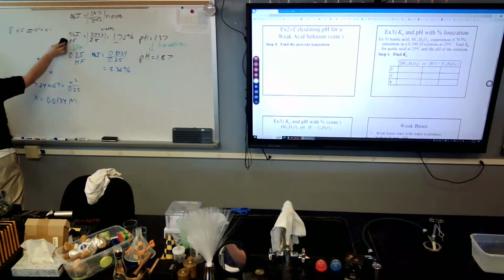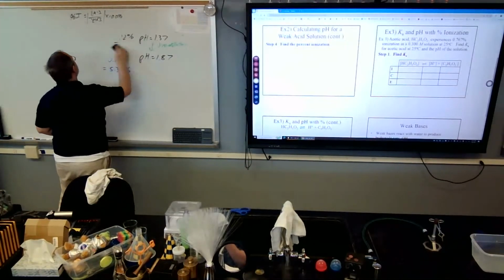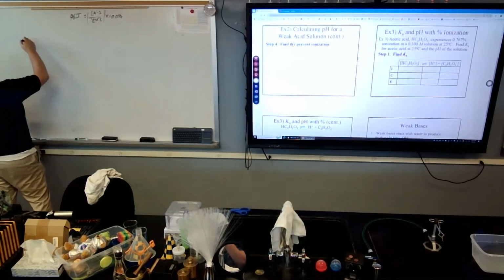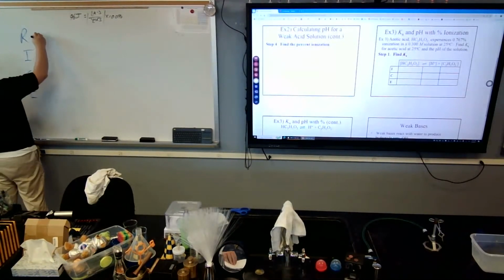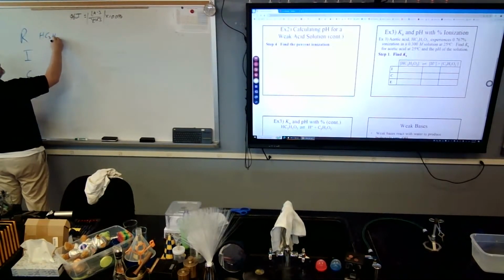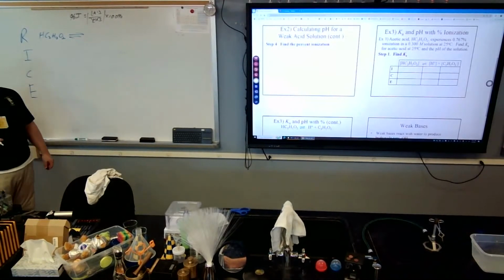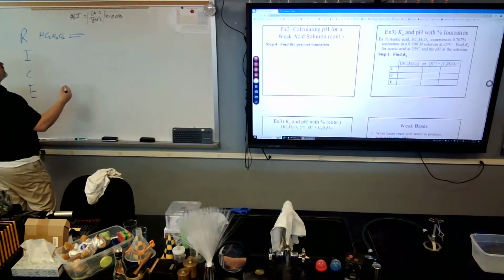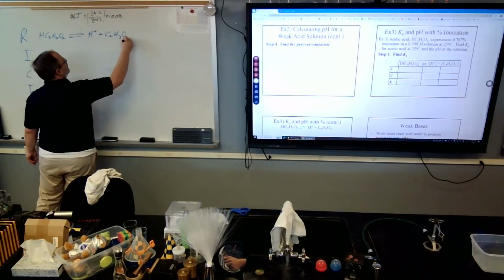Leave that up there. Get rid of that. RICE table. We have HC2H3O2. By the way, if you are doing any kind of equilibrium, remember the process is important. Put your RICE table up there and your equilibrium expressions. Do not shortcut, because shortcuts will cost you points.